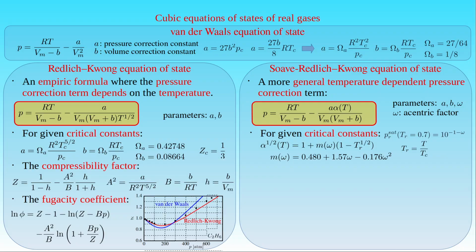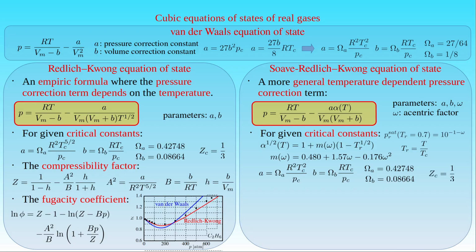Here the pressure and volume correction constants A and B expressed in terms of the critical constants have the same form as in the case of the van der Waals equation of state, but the constants omega A and omega B are equal to those of the Redlich-Kwong equation of state. The critical compressibility factor is also the same, that is, Zc is given by 1 over 3.